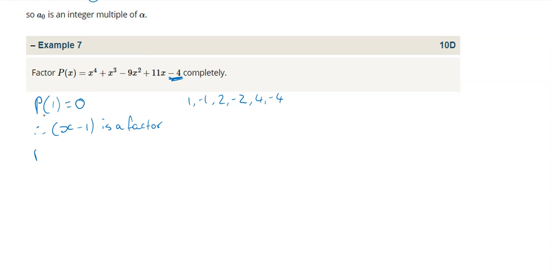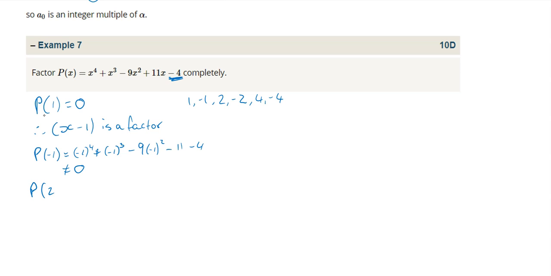So let's try that. So p of -1, what does that equal? -1 to the 4 plus -1 to the 3. Well, those are going to cancel each other out. I can see that straight away. And then minus 9 times -1 squared, so that's just -9, plus 11 times -1, which is effectively minus 11, and minus 4. Well, that's not equal to 0. And I don't actually need to know what it is. I'll just say, yeah, that's not 0, and leave it at that.